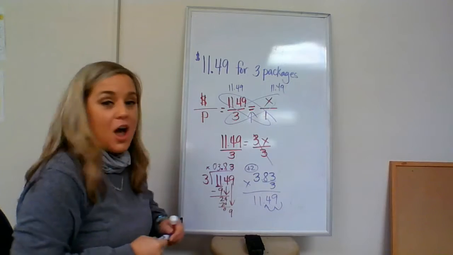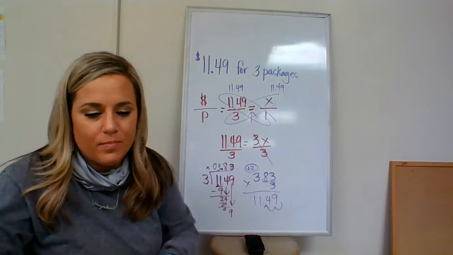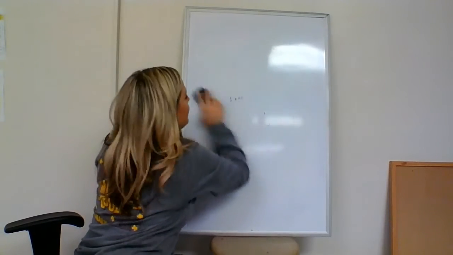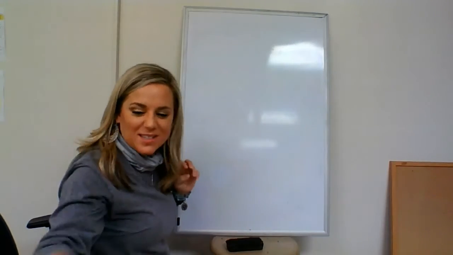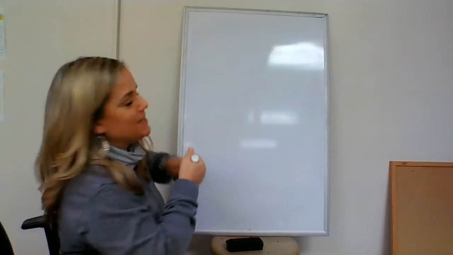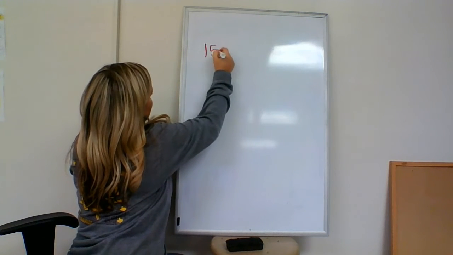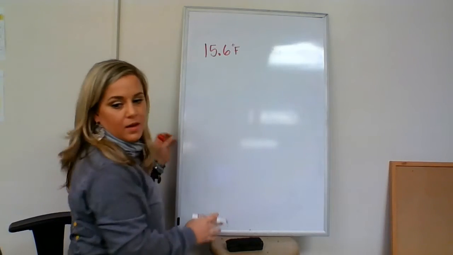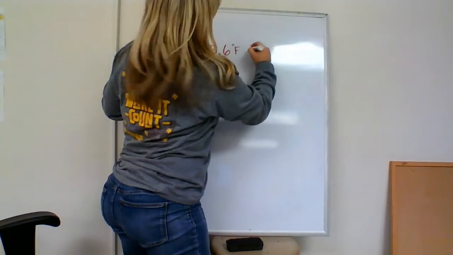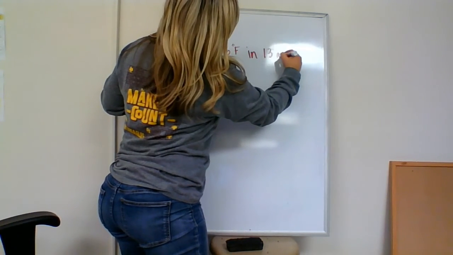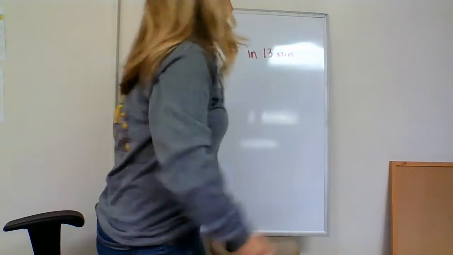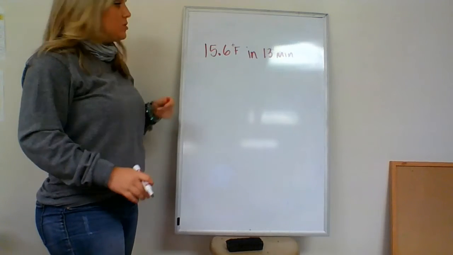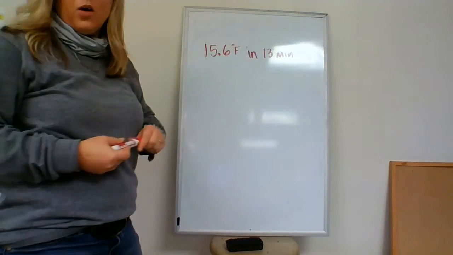Woohoo! All right, we got 2 more examples. Like how fast I was. Okay, now we're going to do 15.6 degrees Fahrenheit in 13 minutes. So apparently it's either Rose or Phil. 15.6 in 13 minutes. So we want to see how fast it's going to go in 1 minute.